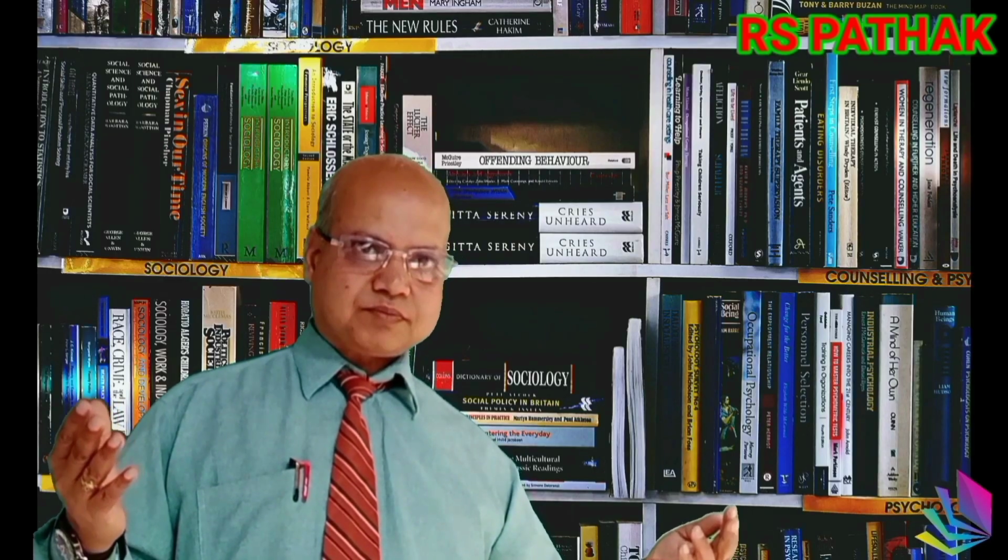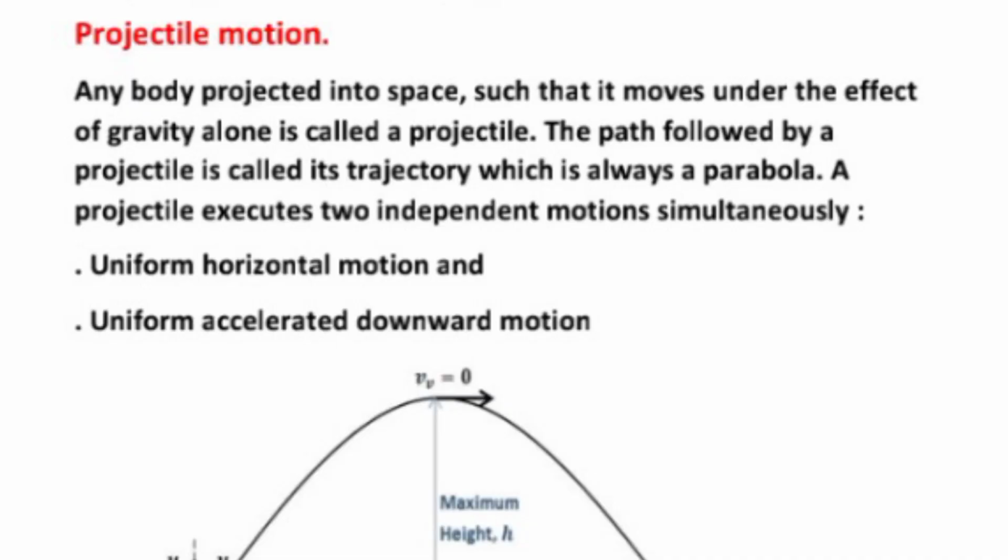Projectile motion. Now the projectile motion. Any body projected into space such that it moves under the effect of gravity alone is called a projectile. The path followed by a projectile is called its trajectory, which is always a parabola. A projectile executes two independent motions simultaneously. First is uniform horizontal motion and second is uniform accelerated downward motion.